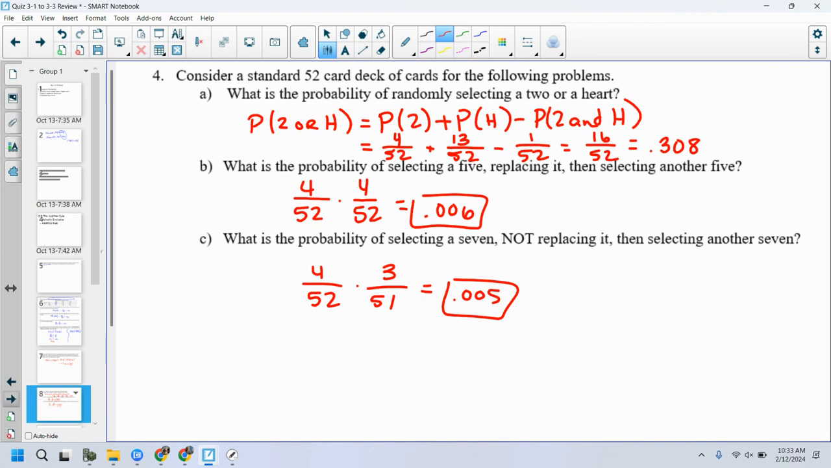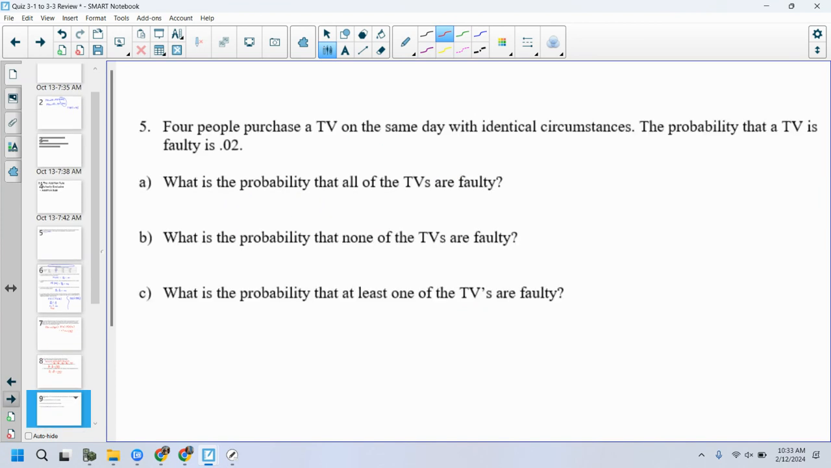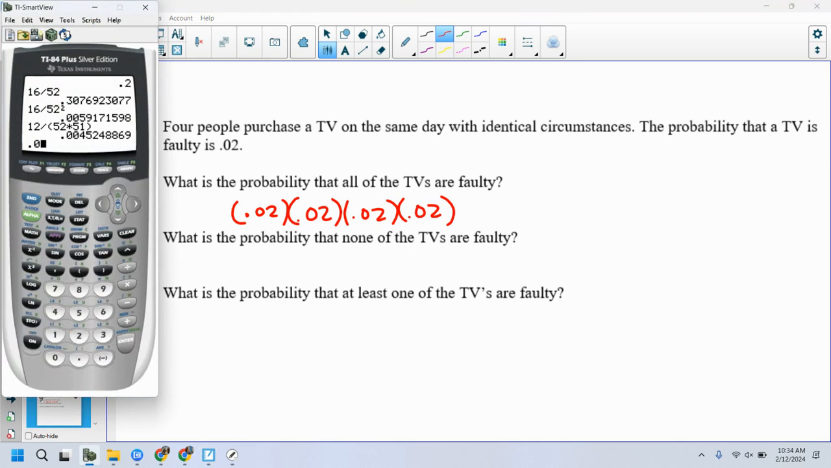Let's take a look at number 5 here. 4 people purchase a TV on the same day with identical circumstances. The probability that the TV is faulty is 0.02. Right? So there's a 98% chance that the TV is all right, but there's a 2% chance that the TV has something wrong with it. What's the probability that all TVs are faulty? Okay, first person would be 0.02. Then it would be 0.02 for the second, 0.02 for the third, 0.02 for the fourth, right? So this is 0.02 technically raised to the 4th power, which is a really small number.